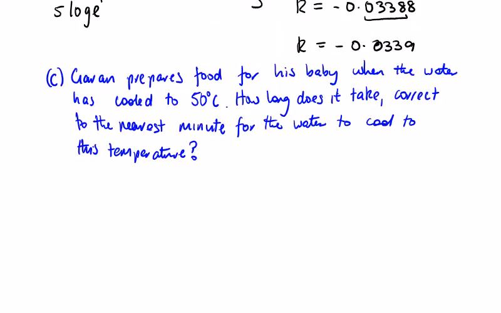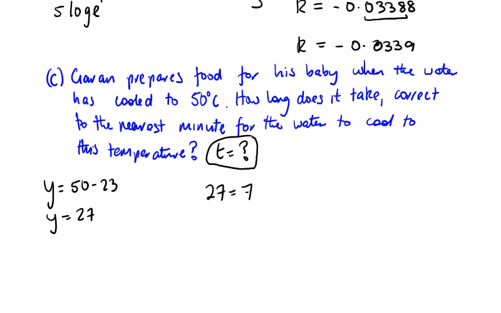Part C, Kieran prepares food for his baby when the water has cooled to 50 degrees Celsius. How long does it take, correct to the nearest minute? So we need T for the water to cool to this temperature. We need Y. Y is the difference in water temperature and room temperature, so my Y is 27. So 27 is equal to 77 e to the power of minus 0.0339T.